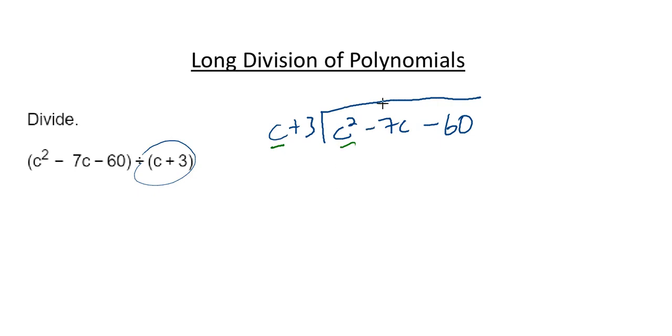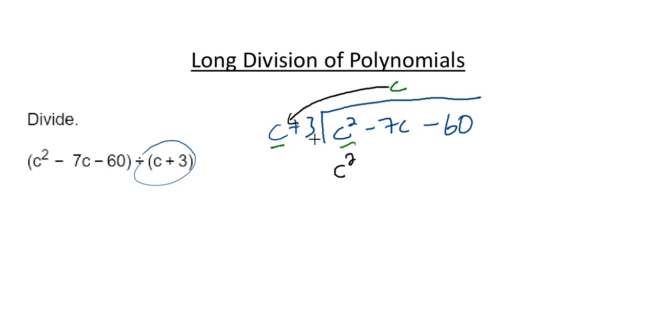And the answer is another c, right? C times c will match that c squared. So that's what we're going to write up here. So whatever you need to multiply to this to make it match this, that's what you write on top. And then you'll go ahead and multiply it. So we'll take c times c, which is c squared. So these match each other. It's very critical that the first terms match. If they don't match, you're not making any progress.